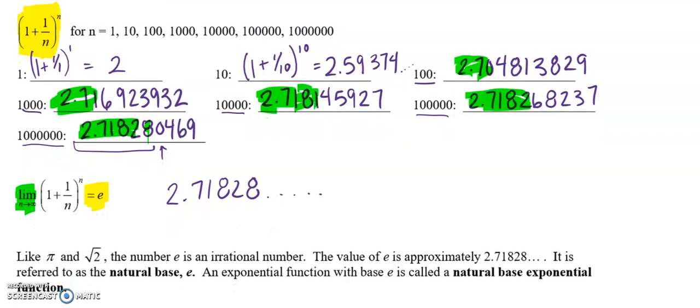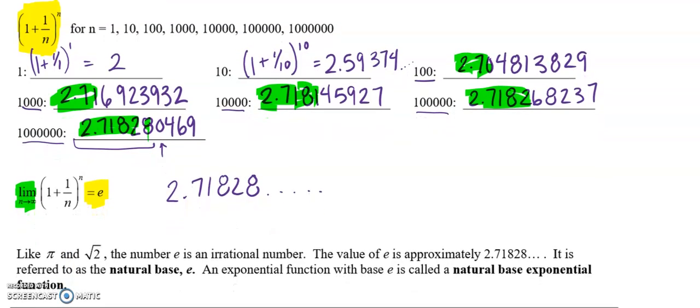Similar to pi and numbers like the square root of 2, the number e, so I know we're used to thinking of it as a vowel, but the number e is an irrational number. The value of e is approximately 2.71828, blah, blah, blah. It is referred to as the natural base. And an exponential function with a base e is called a natural base exponential function. So e is no longer a vowel, it is now a number.